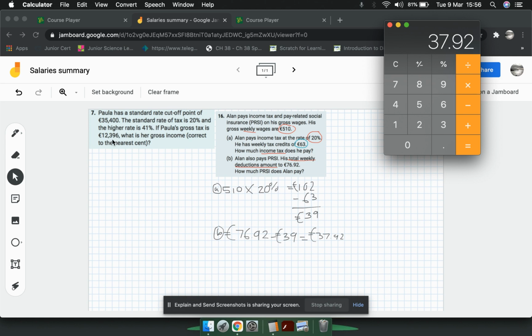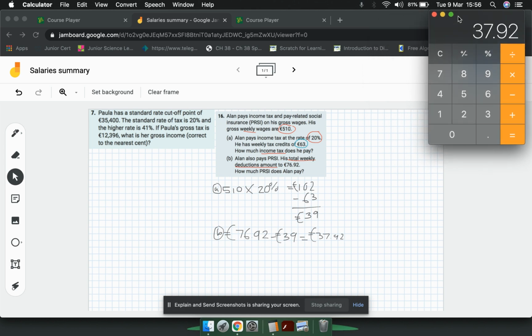Let's have now a look at the question I want to finish up with today, which is question 7. And this is looking at Paula. So it's kind of bringing everything together we've seen so far. It says here, Paula has a standard rate cutoff point of €35,400. Okay, so that means that anything above that, she will have to pay the higher rate.